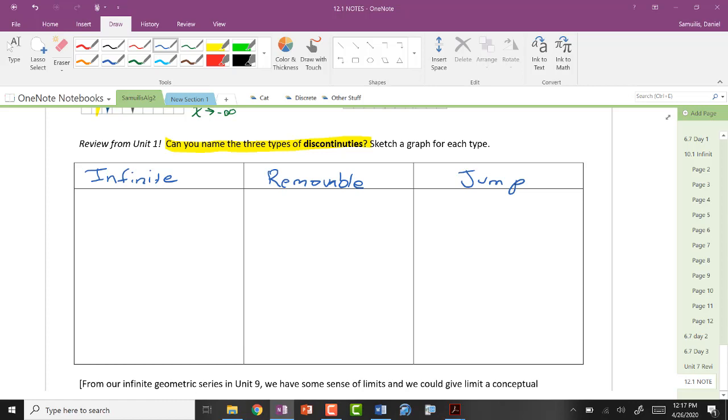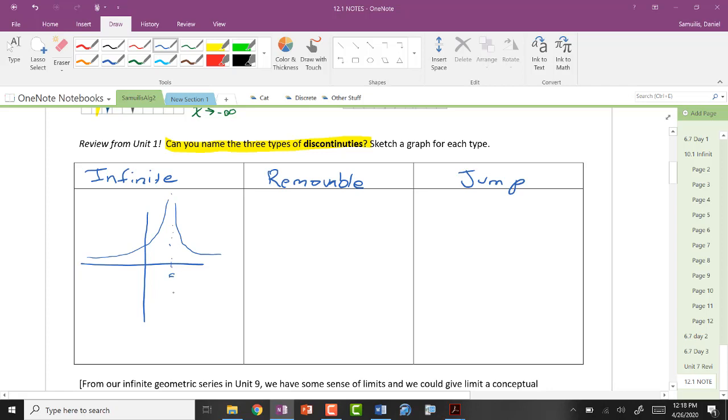So infinite discontinuity: if it's an infinite discontinuity, at an x equals c value, the function will increase or decrease indefinitely as x approaches c from the left and the right. So what that means is, just in general, this is a c value. As you're approaching this value from the left side and from the right side, if they are increasing or decreasing indefinitely, then it is an infinite discontinuity. Basically it's approaching an asymptote.